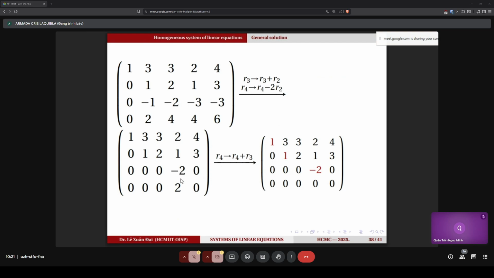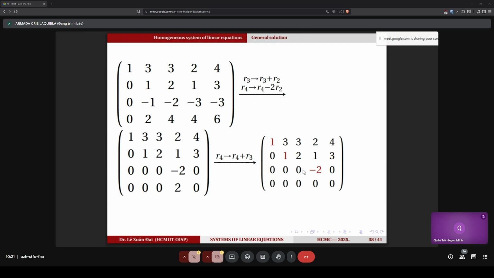Now, you can make this 0 by adding R4 and R3, and you have this now. As you can see, the negative 2 here, you can make it 1 by multiplying by negative 1 half, but we didn't do that. It's okay. Now, what is the rank of your matrix, class? The rank is 3, correct? Actually, you can make this 1 also by multiplying again by negative 1 half in row 3. So the rank is only 3. It's not equal to 4.